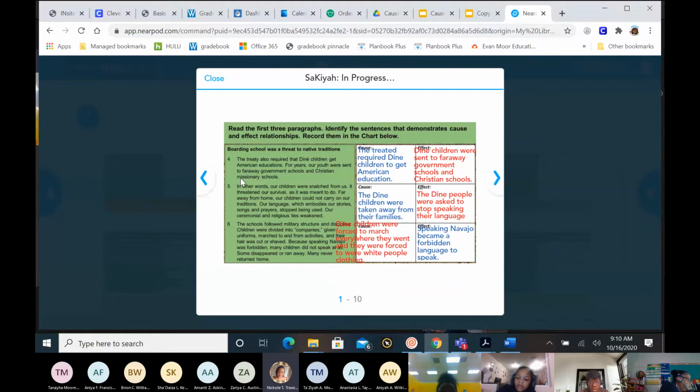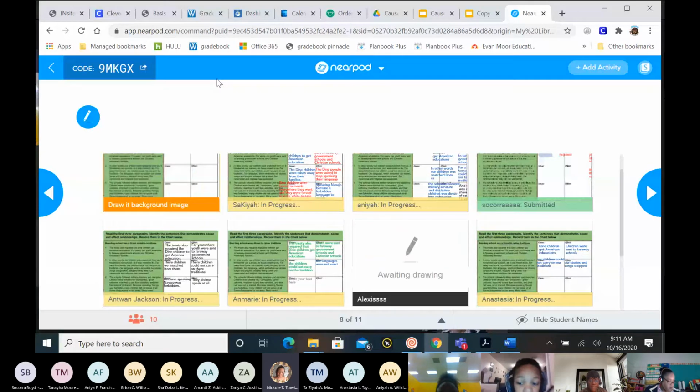So Kaya, can you go ahead and give me your answer that you have written for question 6? For the cause, I put dying children were forced to march everywhere they went, and they were forced to wear white people clothing. And for the effect, I put speaking Navajo became a forbidden language to speak.